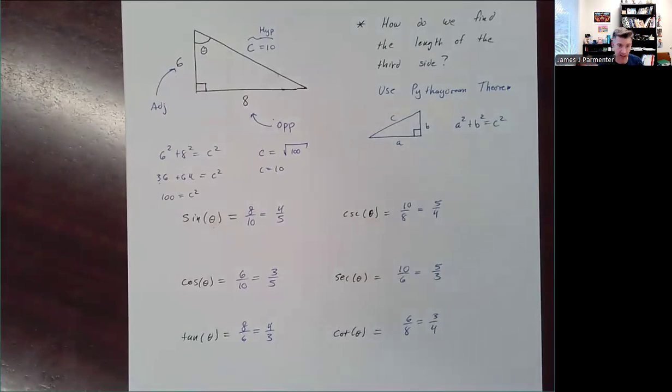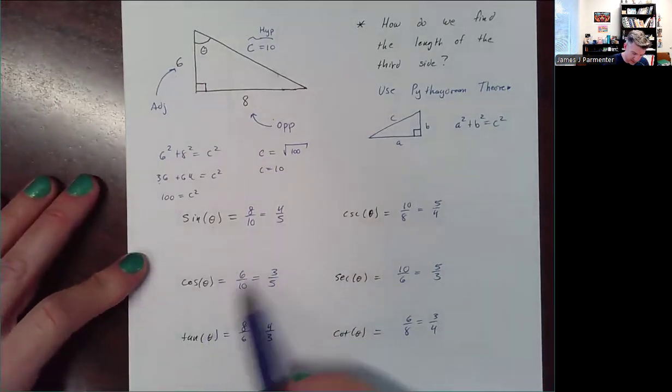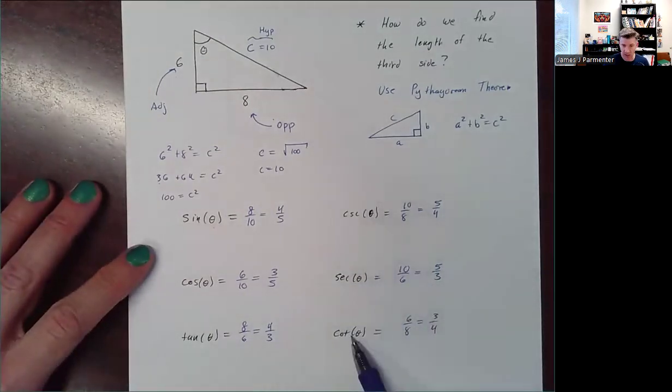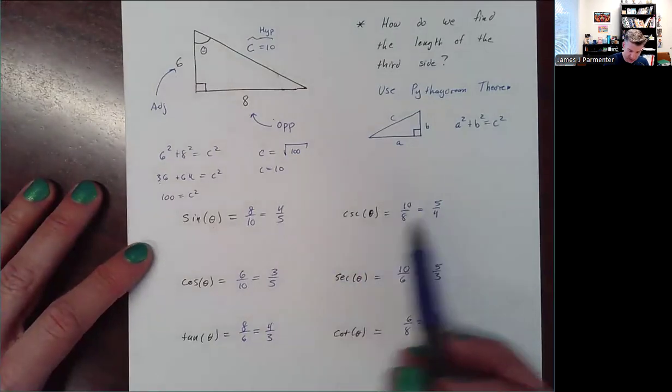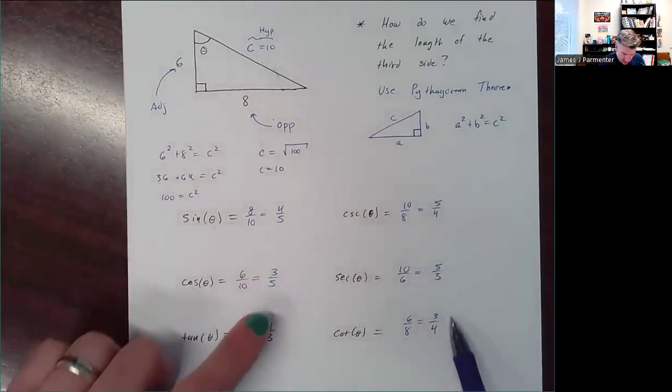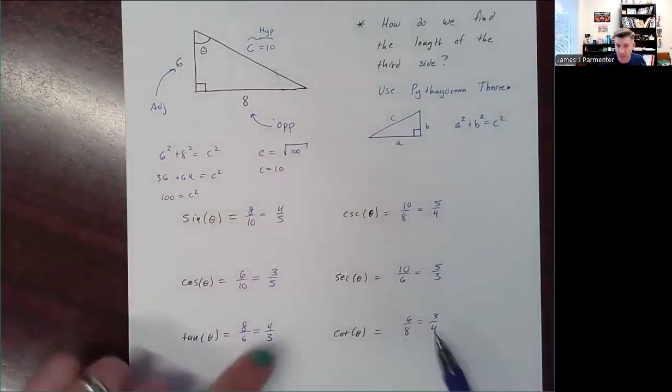And I will point out again that if you find sine of theta, cosine of theta, and tangent of theta, you don't have to really do any work to find cosecant, secant, and cotangent. You just have to take each of the sine, cosine, and tangent values and find the reciprocal of them. So I could have just said, oh yeah, cosecant of theta is 5 over 4, secant is 5 over 3, cotangent is 3 over 4.